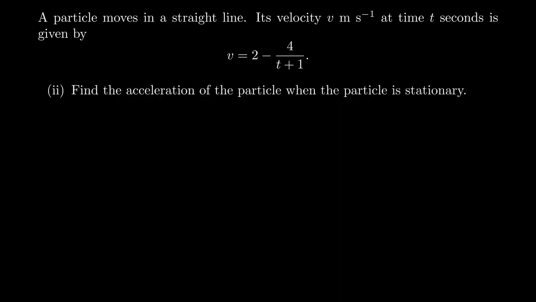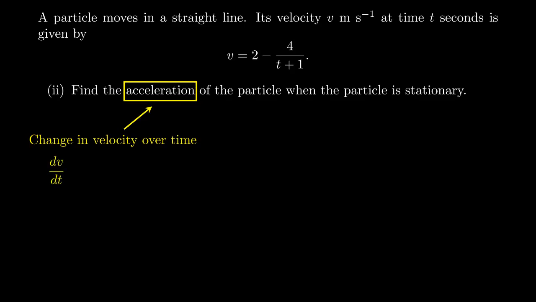So what does acceleration mean to us? It means the rate of change of the velocity. So how fast is the velocity changing over time? We calculate this by getting dv/dt. Okay, so we have to differentiate the velocity. So before we differentiate that, we should see the fraction 4 over t plus 1, and we should rewrite that as 4(t plus 1) to the negative 1. Okay, so we want to differentiate that one instead.